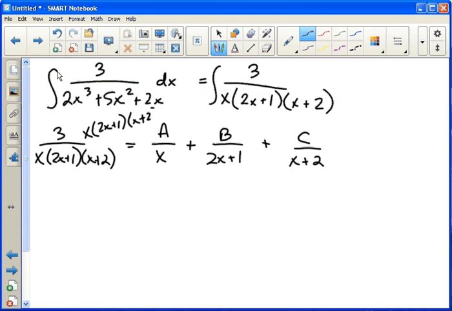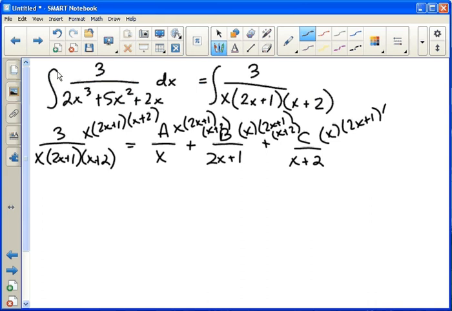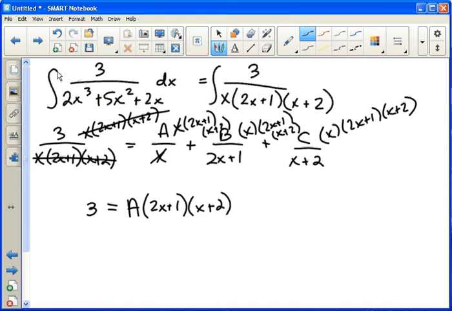Whew, alright, lots of this. And x, 2x plus 1, x plus 2. Okay, so start canceling out. It cancels out completely over here, leaving us with just 3. Here it cancels out an x. So a is going to be multiplied by 2 of the pieces, 2x plus 1 and x plus 2. Okay, and b, the 2x plus 1 cancel, so I'm left with bx times x plus 2. And here on c, x plus 2 cancels, so I get cx times 2x plus 1.